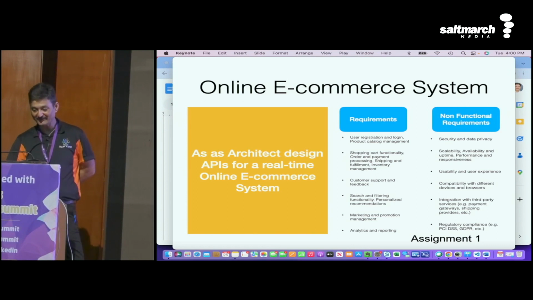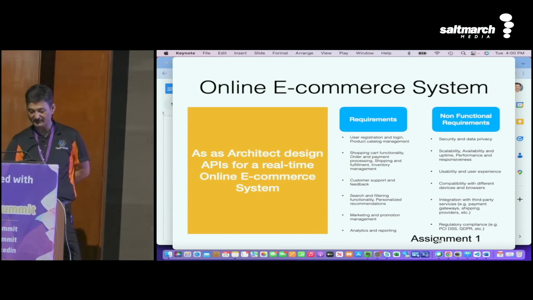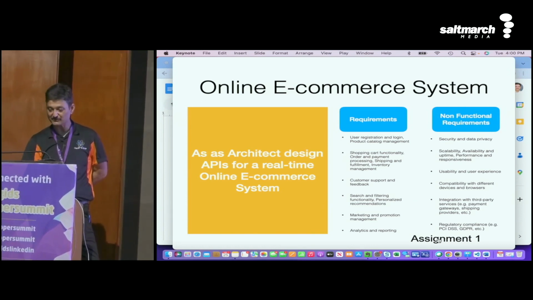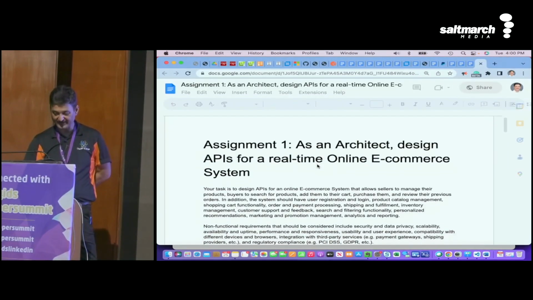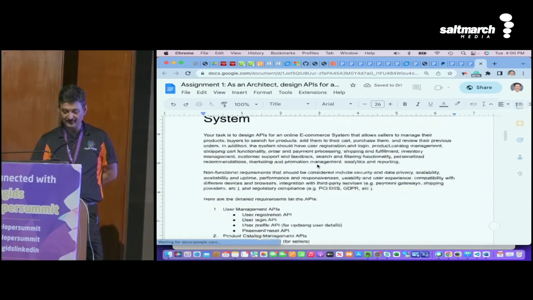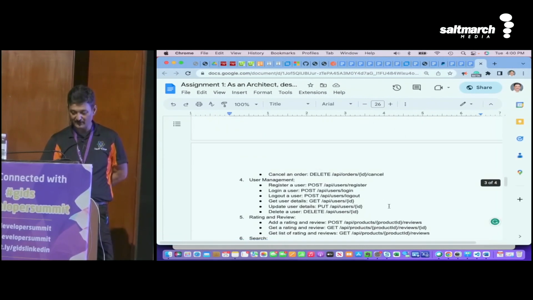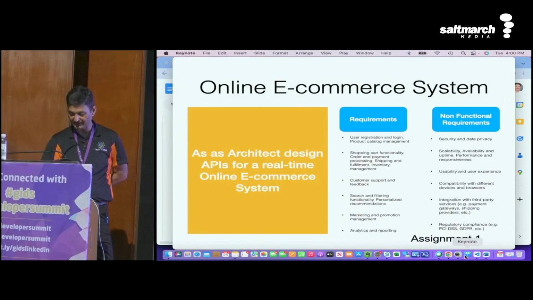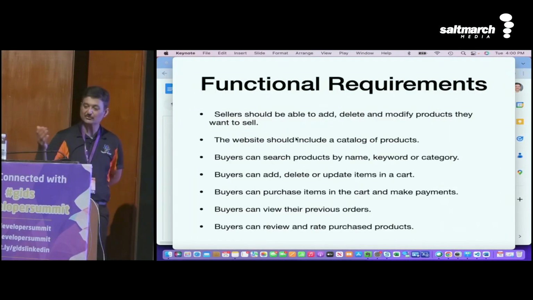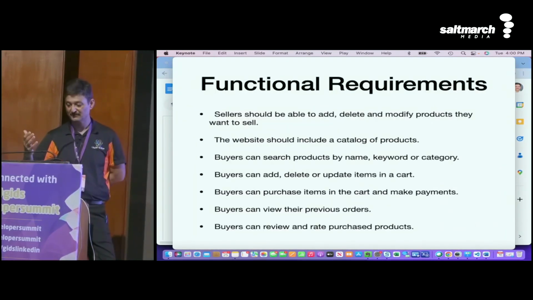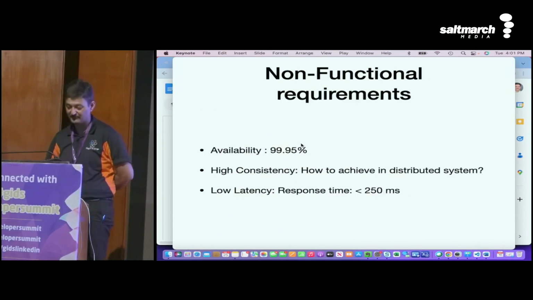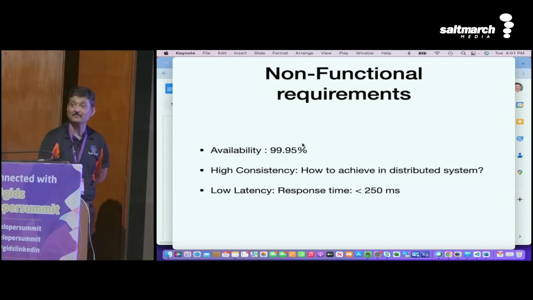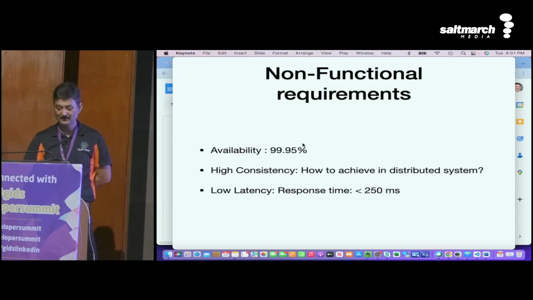Yeah, requirements are there, like based on the support. You should have search functionality. You should have non-functional requirements and functional requirements. All these things are here. You're trying to build these APIs, and how to build this API is something we are discovering right now. Sellers should be able to add new products. The website should have a catalog of products, and buyers should be able to buy the product. And availability of 99.95%, and highly consistent data.